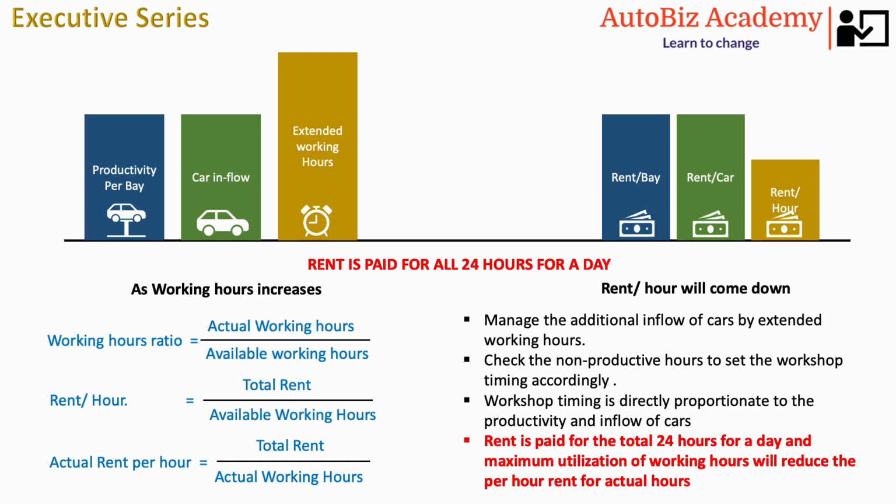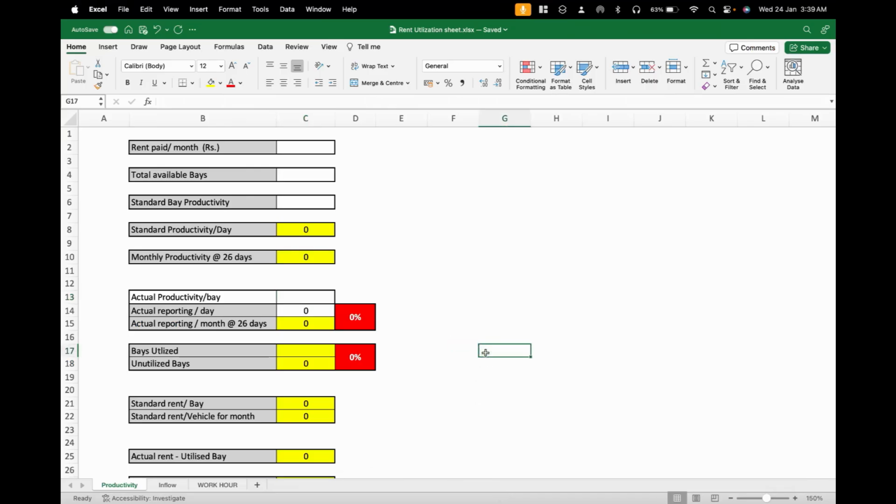All these three parameters that we discussed earlier are formulated for an example in my Excel sheet. I will present that Excel sheet to you. You will understand it better. I will show you how fixed costs like rent and remuneration can be managed. We are giving three examples: improving productivity, inflow and work hours, and how they help us maintain or manage a fixed cost.